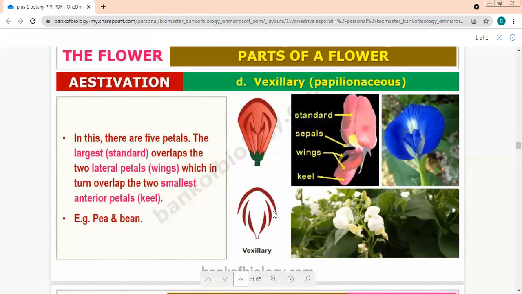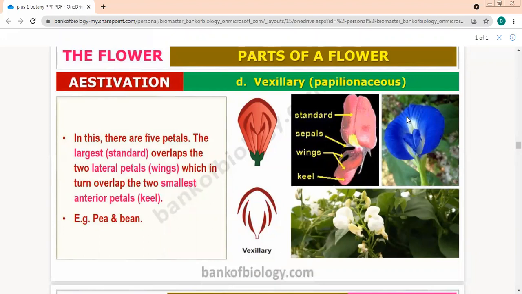The slightly bigger ones overlapping them are the lateral petals or wings. The biggest one over here is the standard petal. So total there are how many petals? 5 petals. See, this is a beautiful example and the easiest one.